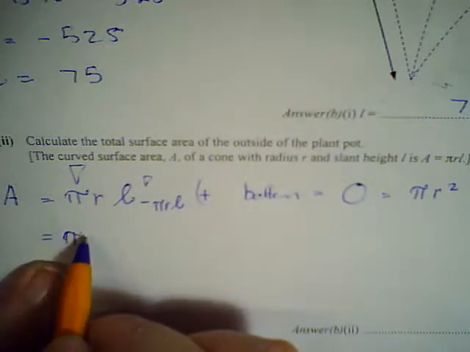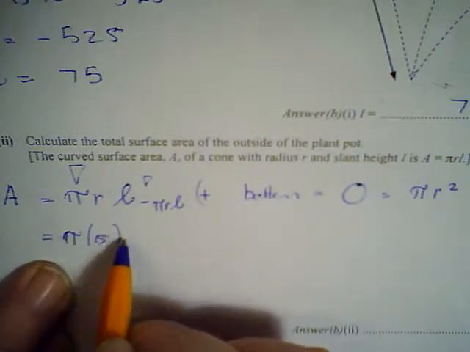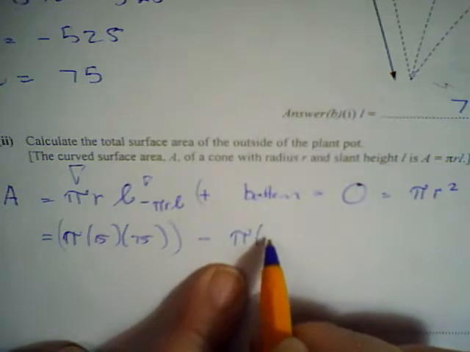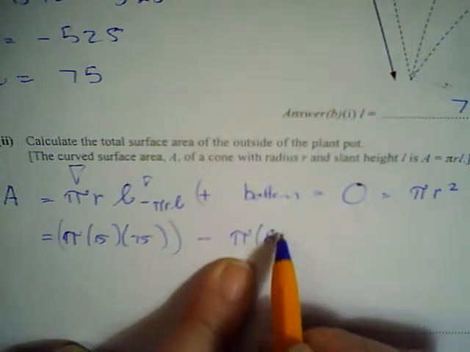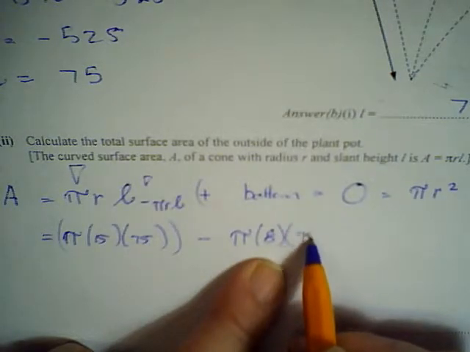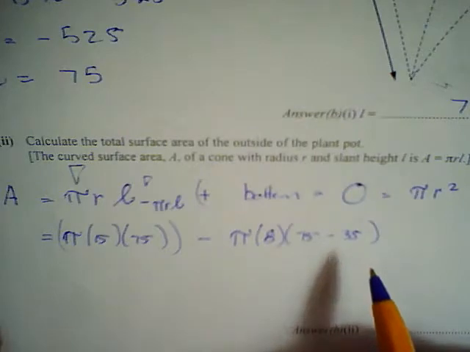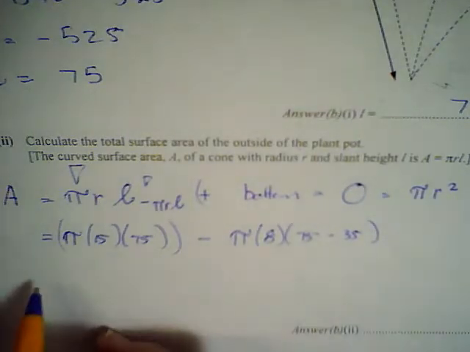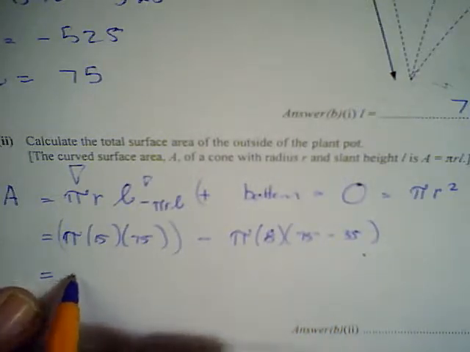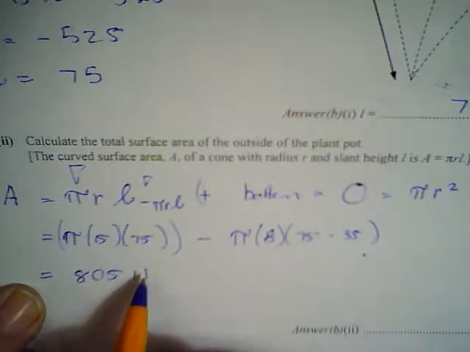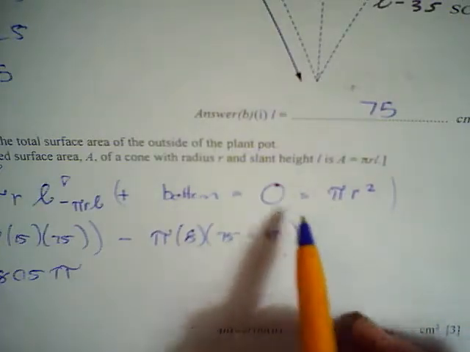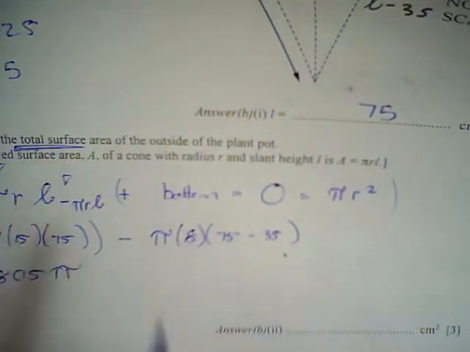Okay, so this larger one, the radius was 15 and the slanted height was 75. Okay, minus pi, and that smaller cone that was removed is 8, the radius, and the slanted height we know is L minus 35, so 75 minus 35. Okay, good, so we'll do that part just now. I can plug this whole thing in my calculator and I get 805 pi.